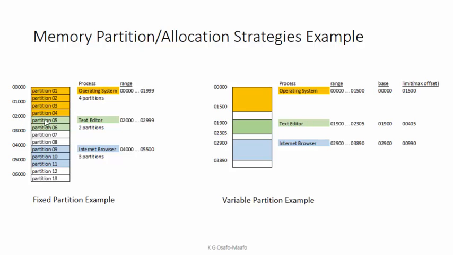So I've broken the memory into fixed pieces, and for any process I can assign one of the pieces. For example, the OS has 4 pieces, the text editor has 2 pieces, the internet browser has these 3 pieces, and so on. Or I could also just specify a range. For example, the OS goes from 0 to 1,500, the text editor goes from 1,900 to 2,305, and the internet browser goes from 2,900 to 3,890.